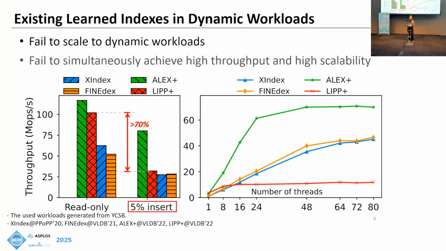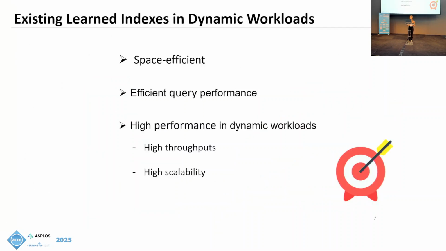We also found that they failed to simultaneously achieve high throughput and high scalability. The right figure shows their performance in read-intensive workloads. When we talk about throughput, we think ALEX is a very good choice because it shows much higher throughput. However, it can only scale to 24 threads. In contrast, although XIndex and FINEdex show much lower throughput, they can scale to 48 threads, or much higher scalability.